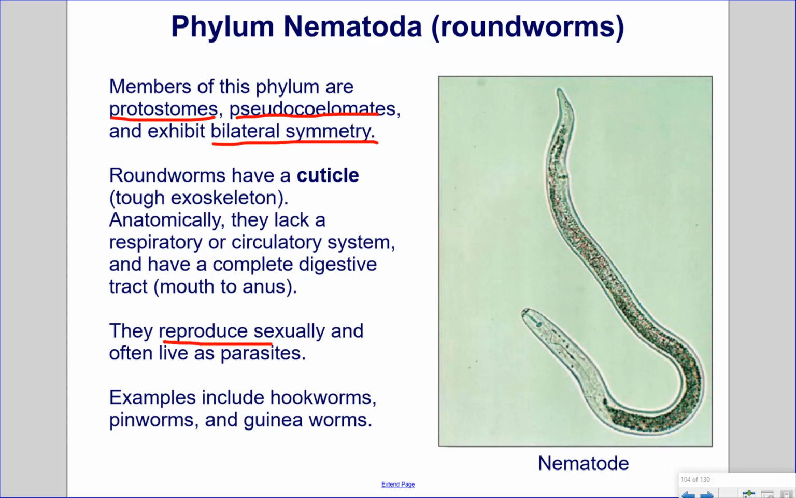They reproduce sexually and often live as parasites. Examples include hookworms, pinworms, and guinea worms.